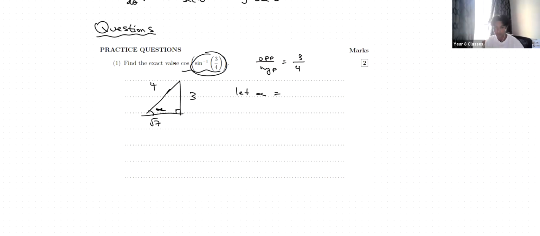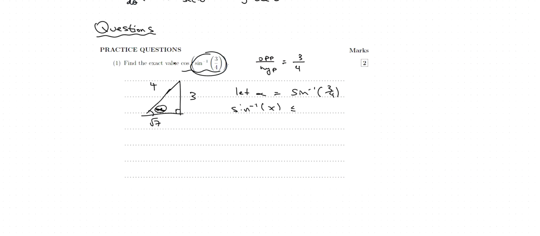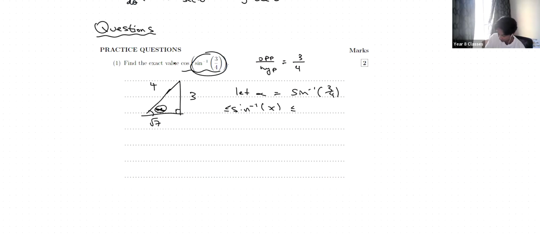Okay, now from here, what do we know about sine inverse as a function? What does sine inverse lie between? What's its upper value and lower value? Is it pi and negative pi? Close. It's pi on 2 and negative pi on 2. It's just from the graph. So the graph will look something like this, from memory.